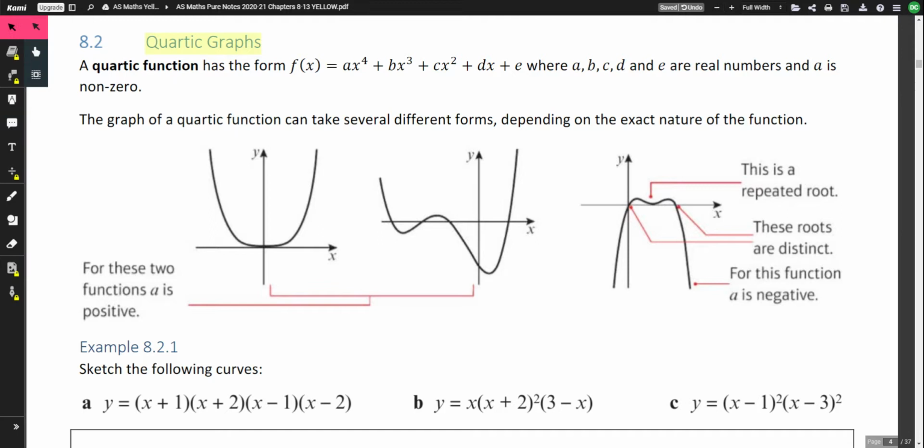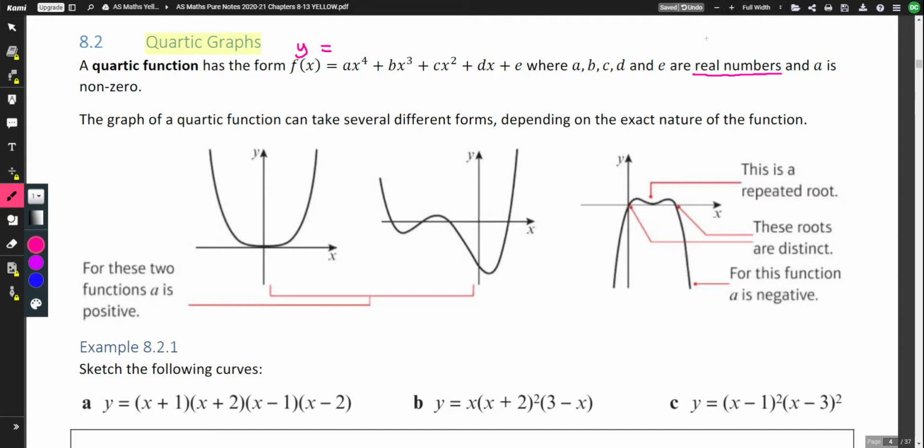A quartic function has the form f of x equals, or it could be y equals, a times x to the power 4, and then possibly an x cubed, x squared, x, and constant terms. So a, b, c, d, and e here are real numbers. That does not mean they are whole numbers. That's not what it says.